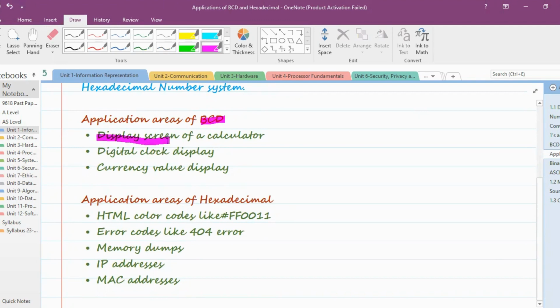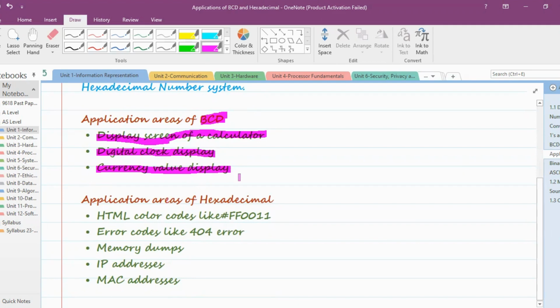The display screen of a calculator, you must have used digital calculators. There, the digits 0, 1, 2, 3, 4, 5, 6, 7, 8, 9 are written using the BCD coding system. So that is an application area for BCD. Another one, digital clocks. There also time is displayed, and that is done using BCD. Currency values display is also an application area of BCD.